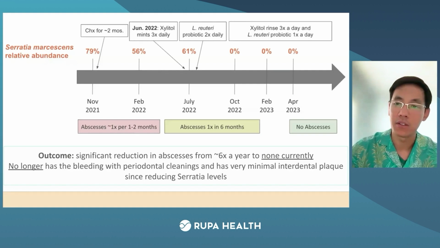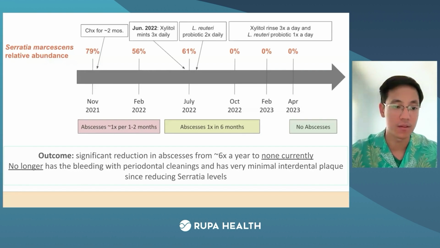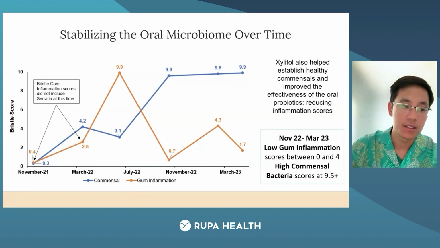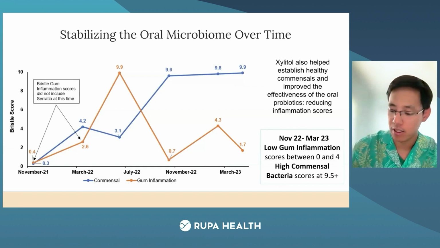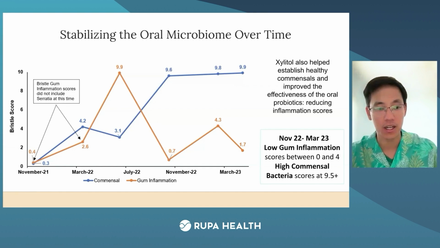And so now today, he no longer has these abscesses and his periodontal pockets are basically healthy. They're all less than 4 millimeters and he doesn't have bleeding, and he also no longer has Serratia overabundant in his mouth. And so this is just highlighting the importance of the community again. So when this one species took over, his entire microbiome just went haywire and his health just went haywire.